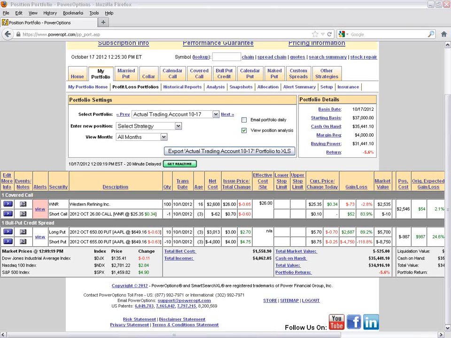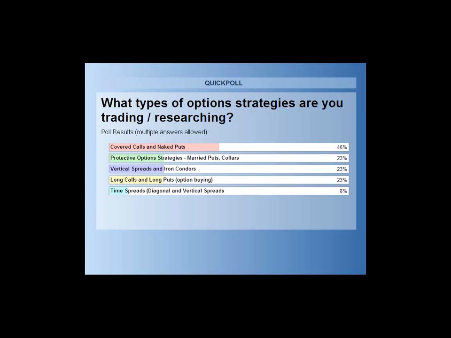We've got some more things to cover here. Let me share the results with everyone, see where we stand. I've got 46% of you are doing covered calls and naked puts. Great. 23% doing the protective option strategies, 23% doing vertical spreads, 23% doing long calls, and even 8% doing the time spreads. All right, fantastic.